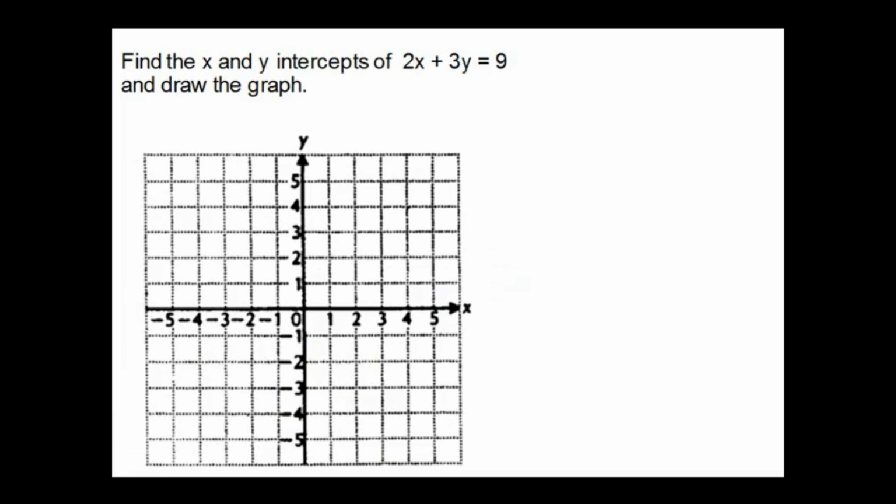Let's look at this example. Find the x and y intercepts of the equation 2x plus 3y equals 9 and draw the graph. So we'll find the intercepts and we'll just go ahead and do it in a little table format. We know for the x-intercept, we let the y equal 0.